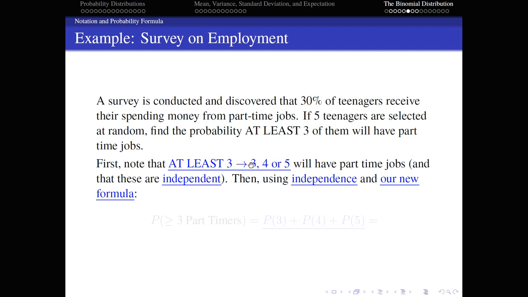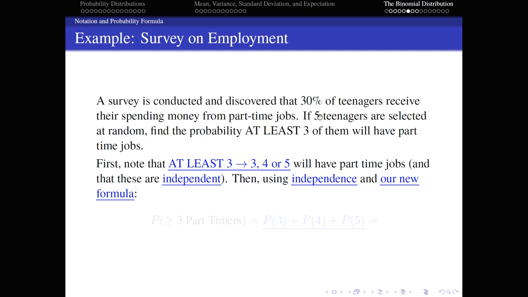These are mutually exclusive events, so we can just add the probabilities without having to worry about subtracting anything. But we're going to have to find the probability for 3, the probability for 4, the probability for 5, and then add these 3 probabilities together to find at least 3. Remember, our equation only does 1 at a time, so we can only do the equation for 3, the equation for 4, or the equation for 5 at any one time.